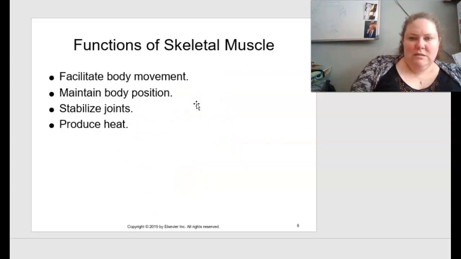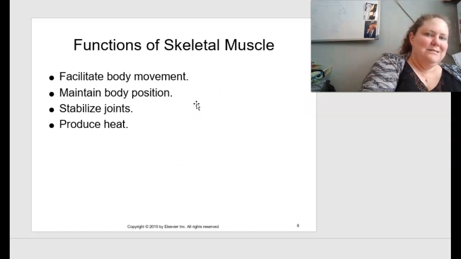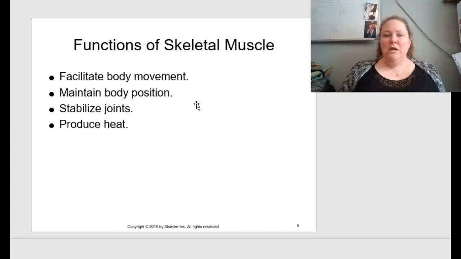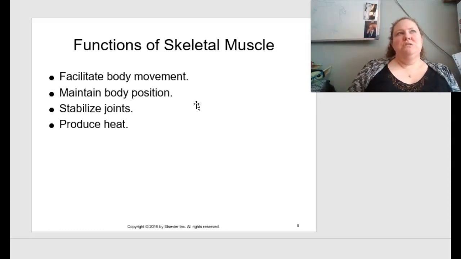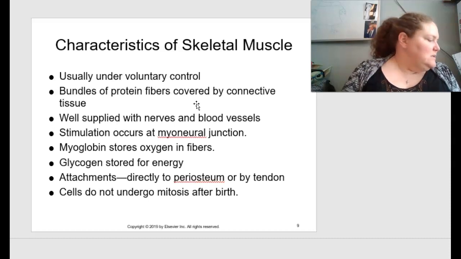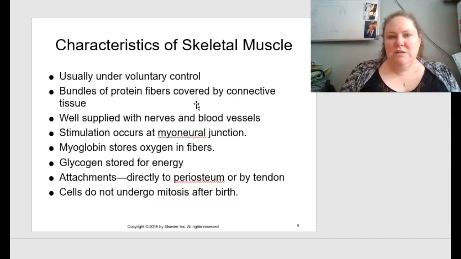So what about skeletal muscle? Well, skeletal muscle is pretty important, and it has some pretty awesome functions, like they keep us moving and standing, right? The skeletal muscles are going to facilitate body movement as well as maintain body position. They're going to help to stabilize our position and our joints, as well as produce heat to keep us warm. Okay. So what are some characteristics of the skeletal muscle? The skeletal muscle chapter outline area is on page 164.